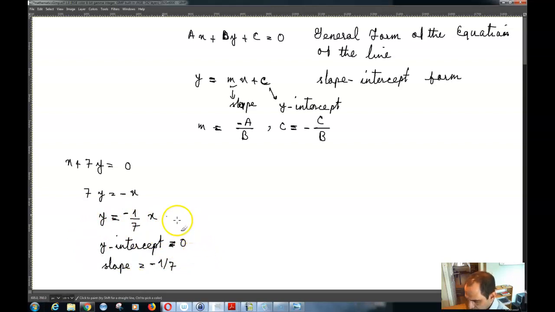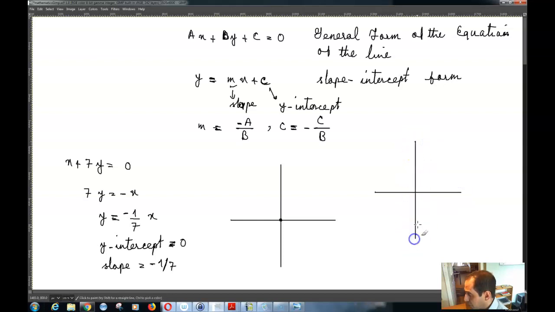And when your y-intercept is equal to 0, that means that this line goes through the origin, and the slope of the line is negative 1/7. When the slope is negative, you will get a line like this. When the slope is positive, you will get a line like this.